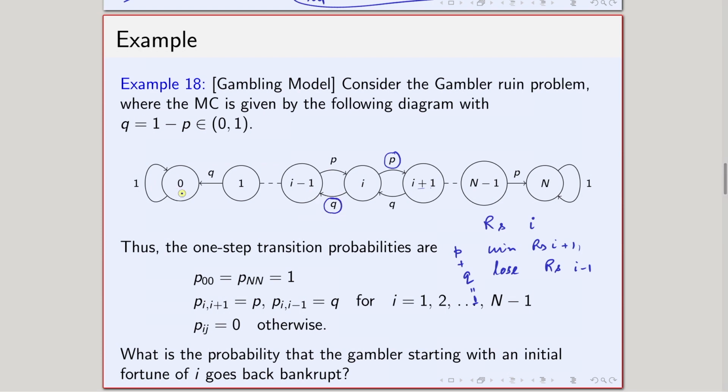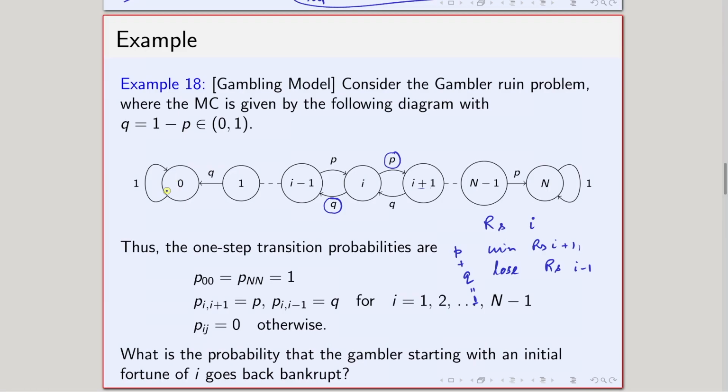And there are two end points, because if the gambler loses all his or her money, then the gambler has to leave the game. That means the gambler will be in the state 0. On the other hand, the gambler fixes some rupee n, and if he gains the rupee n, then he will stop the play there, he will quit and go back home. So once he reaches n, he will be in the state n forever.